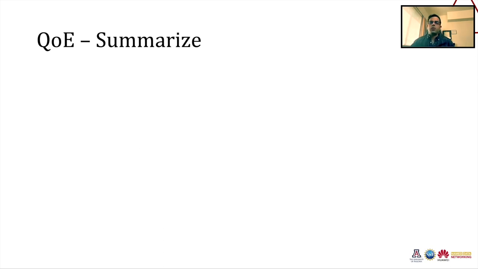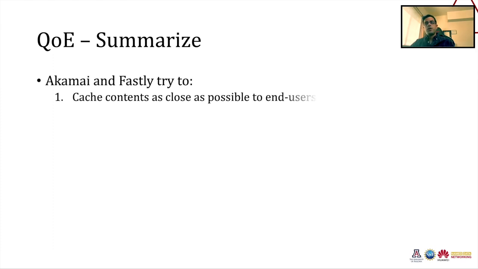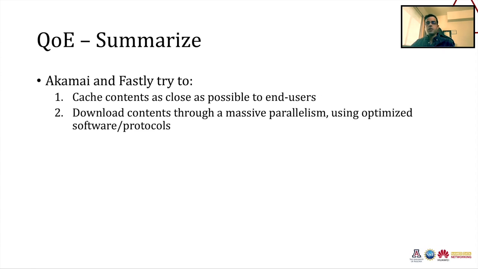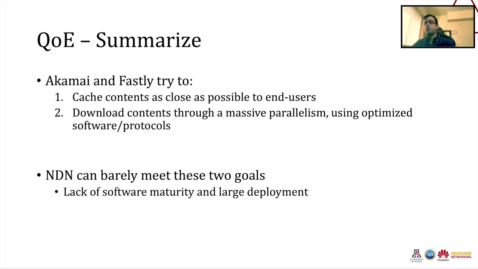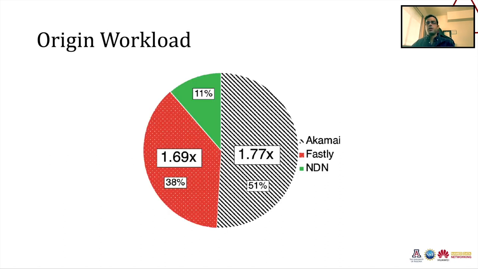So just to conclude what we discussed up till here, both Akamai and Fastly strive for two things. The first one is both Akamai and Fastly try to cache the contents less than a few milliseconds away from the end users, and they try to download contents from the origin using their highly optimized software through massive parallelism. Compared to CDNs, current NDN deployment can barely support these two goals due to its software immaturity and lack of large deployment. Now let's compare these networks in terms of the workload they incur to the video server.